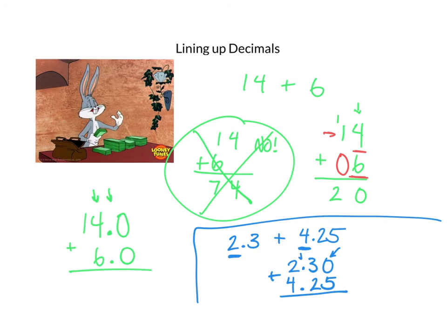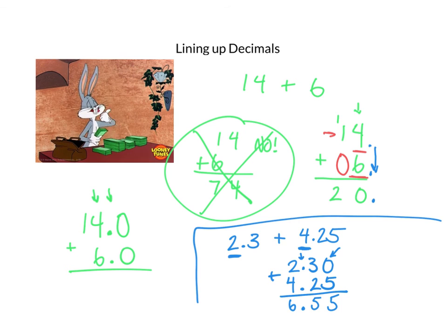Now we can just add these like we would if they were whole numbers. So 0 plus 5 is 5, 3 plus 2 is 5, 2 plus 4 is 6. And then when we're adding and subtracting, we can bring that decimal place down just like we would have here in the 14 plus 6. The decimal would go after all of these numbers. Okay, we're going to show you some more examples of those in the next video, but I just wanted to talk about the importance of lining up the decimals.